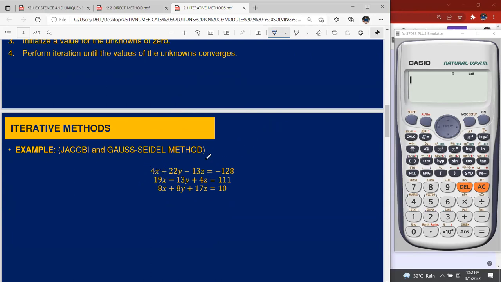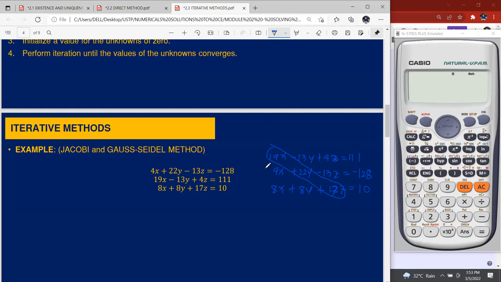So we have 19 sa X is 19 ang dominant. So i-rearrange na to siya. 19X minus 13Y plus 4Z equal to 111. Next, we have sa Y. So Y ang dominant is si 22. So ato siya i-duha. Next is 4x plus 22y, butang nato siya sa second row, 13z equal to negative 128. Okay, and next, since siya po gihapon ang dominant sa z. So 8x plus 8y plus 17z equal to 10. So mao niya ang pasabot sa diagonally dominant.